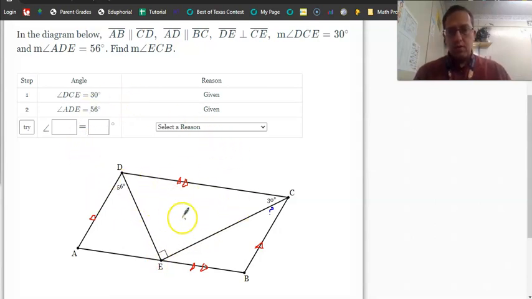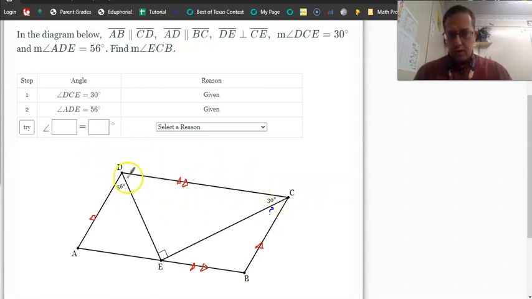Let's see. So we've got a triangle here, and I know one angle is 30 and the other angle is 90. So that means I can figure out this other angle. And angle ADC goes with angle DCB. We've got parallel lines, so they're same side interior. So then we can figure this out. Okay. So that's what we'll do.